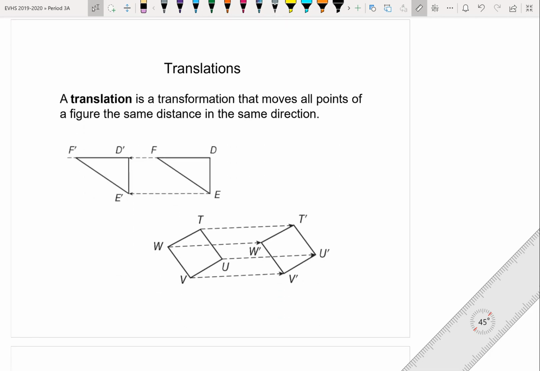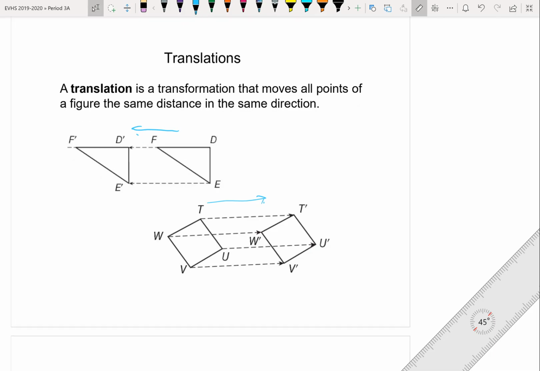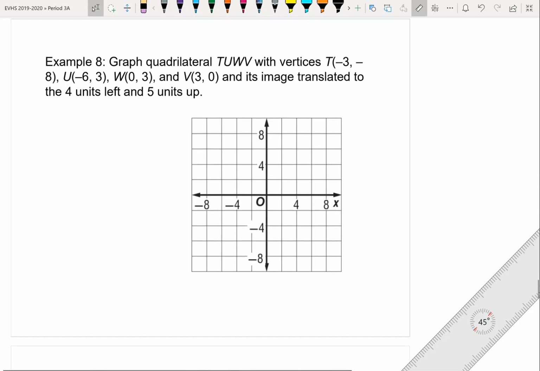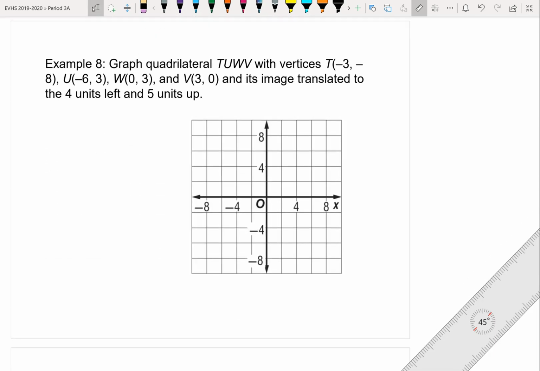Now let's do translations. Translations are actually quite a bit easier than any of the other ones we're going to be doing. All we're doing is essentially just taking a shape and shifting it. Here we shifted it to the left. Here we shifted it to the right. No big deal on those. Let's use this in a word problem first. We go 4 units to the left and 5 units up. Let's go ahead and graph our points first.